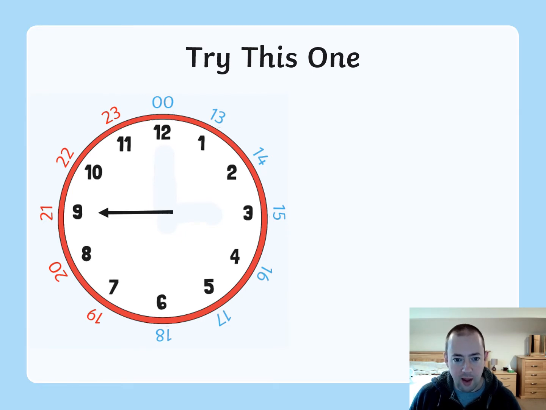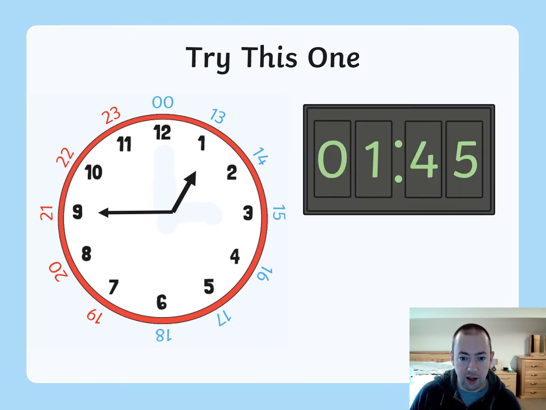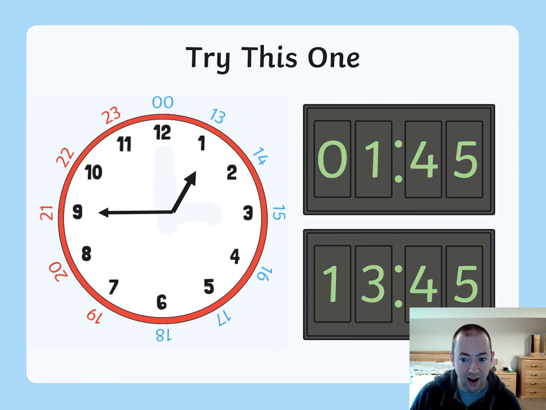Have a look at this one. This one is 1:45. I don't like the way they've drawn that hour hand, because it should really be closer to 2 o'clock, shouldn't it? But that is 01:45. Or it could be, if it was in the afternoon, it could be 13:45. The point is, on the analog clock with the hands, you just don't know which one it is, unless it has AM or PM written after it. With the 24-hour time, though, you do know, because it's got 4 digits, and if it's in the morning, it would be 01, and if it's in the afternoon, it would be 13.